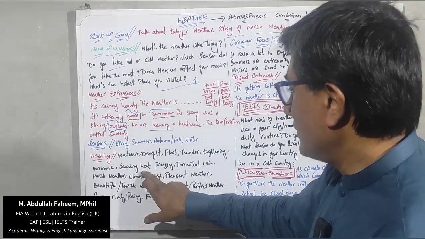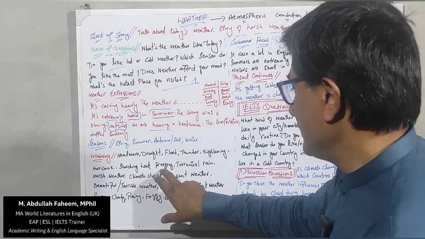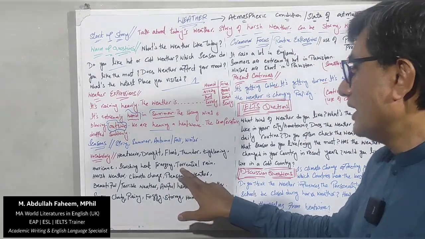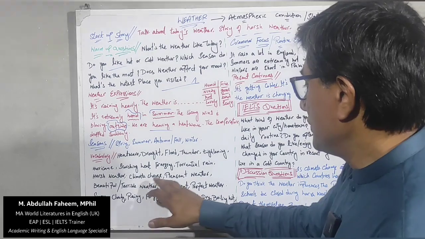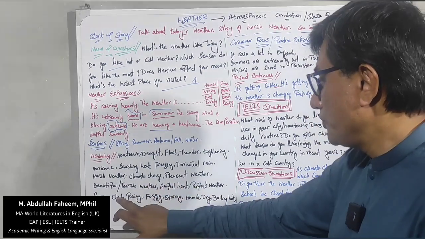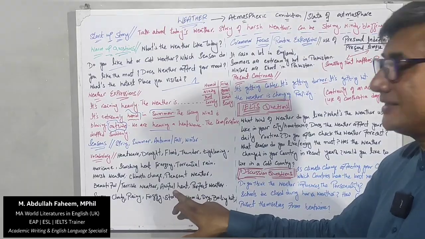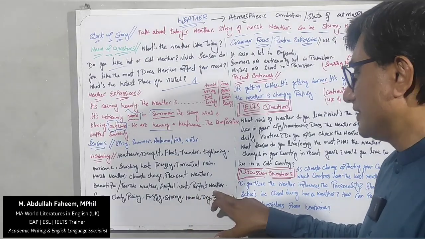Scorching heat is unbearable heat. Freezing is all about cold. Torrential rain means heavy rain. Harsh weather, climate change. Pleasant weather, beautiful or terrible weather. Awful heat means bad heat. And we have perfect weather.